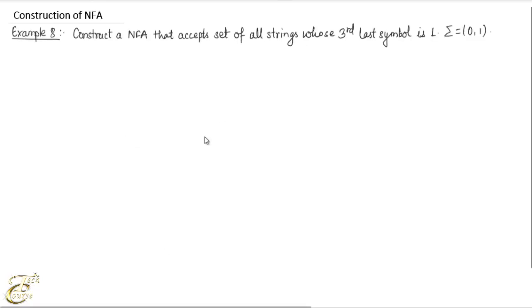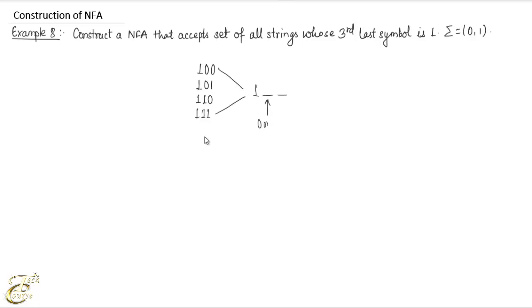Let's see one more example. Example 8. Construct an NFA that accepts the set of all strings whose third last symbol is 1, where the alphabet sigma equals {0, 1}. Here the basic strings that belong to this language are 100, 101, 110, 111. We can represent these 4 basic strings as 1, blank, and next blank, where these blank symbols may be either 0 or 1.